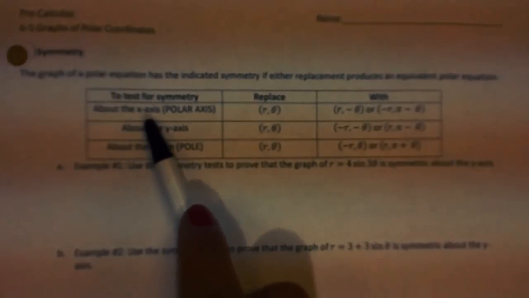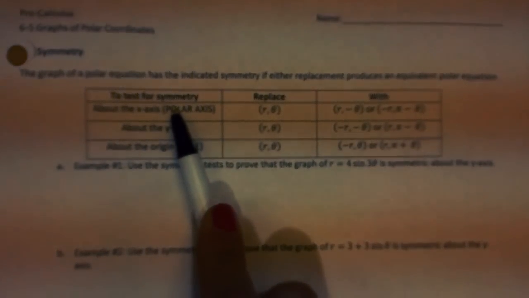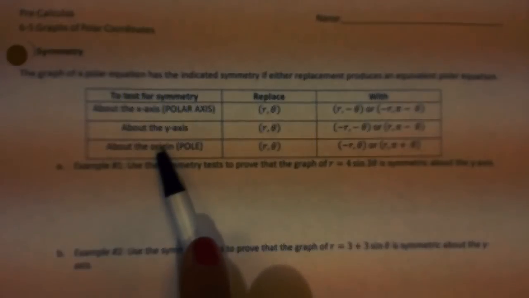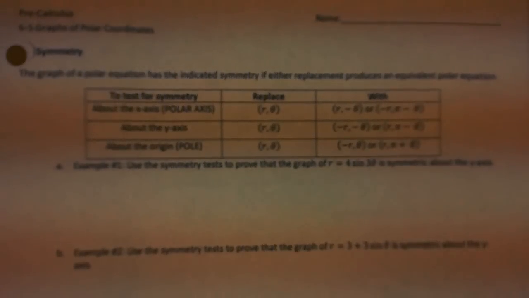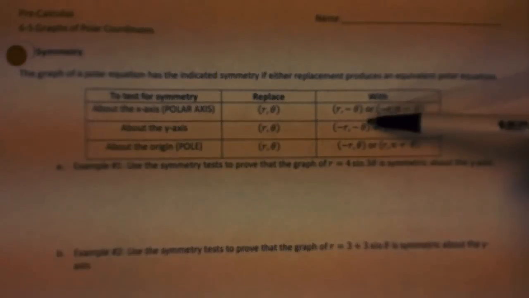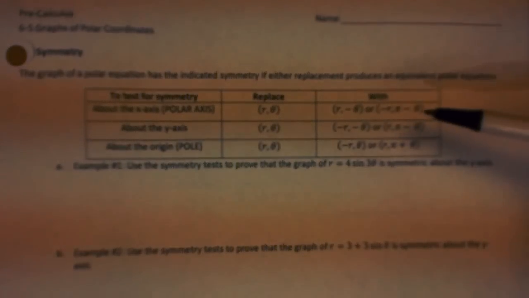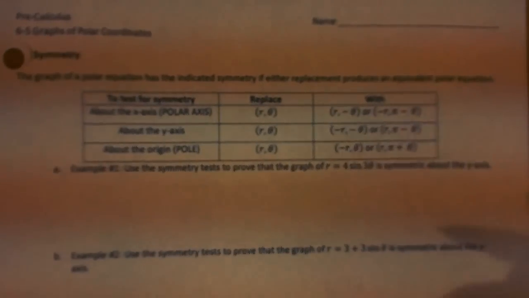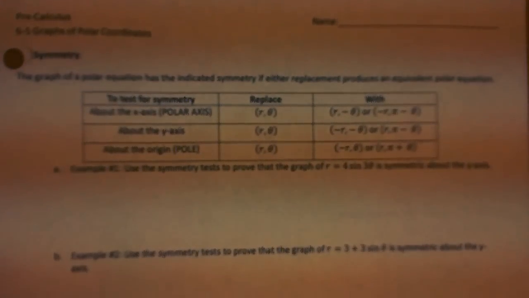You can test it about the x-axis, which is also known as your polar axis. You can test it about the y-axis, and you can test it against the origin or the pole. To test it, you are going to replace r, theta with one of the 2 in this third column here. Okay, so we're going to try an example here to see what happens as we try to prove that it is symmetric.